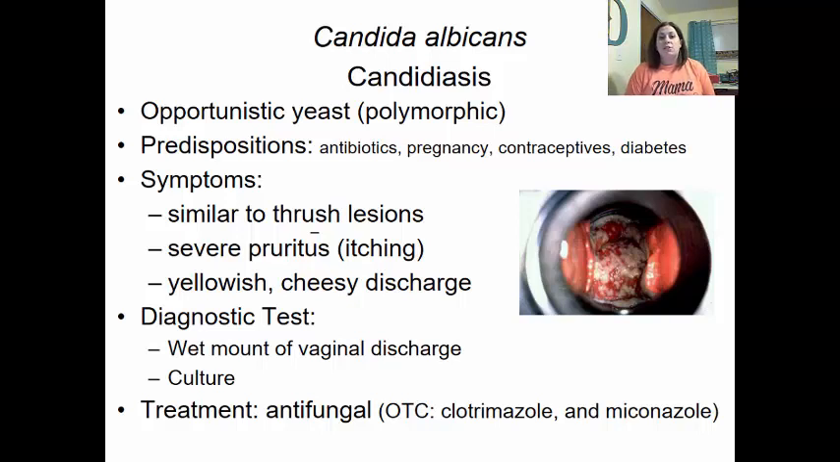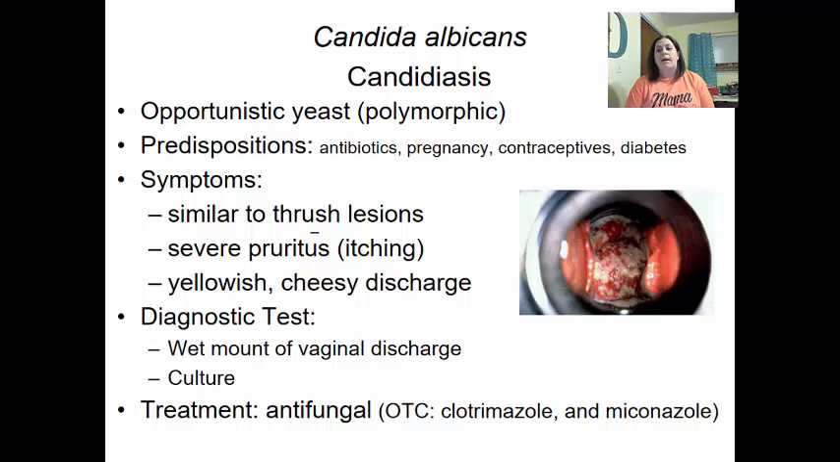Symptoms are similar to thrush lesions that are normally located in the mouth; however, this is going to be in the genitalia region. This causes severe pruritus, which is itching. It can also cause a yellowish, cheesy discharge. The diagnostic test is to do a wet mount of the vaginal discharge, and we can also use a culture. Treatment is through antifungals. These can be over the counter. Some examples are clotrimazole and miconazole.